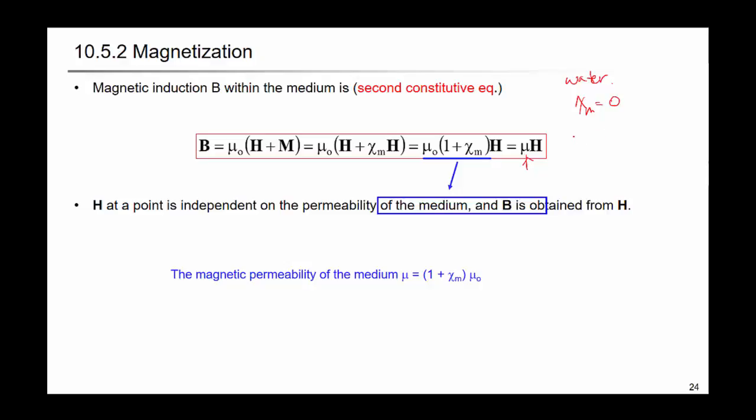And for iron, I think the psi is much larger than 1. I think it's around, how much is it? Several hundreds of it, or thousands of it. We'll find out more realistic values in the next chapter. So the bigger psi means that the material can be more magnetized for the same amount of magnetic field.